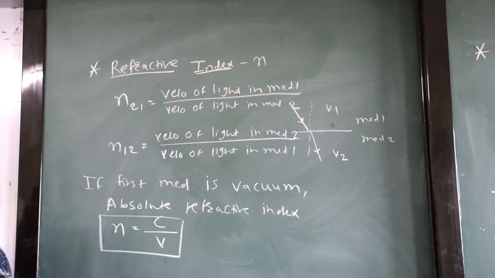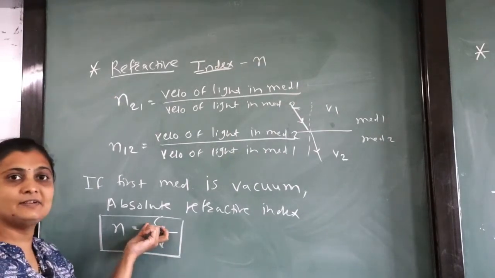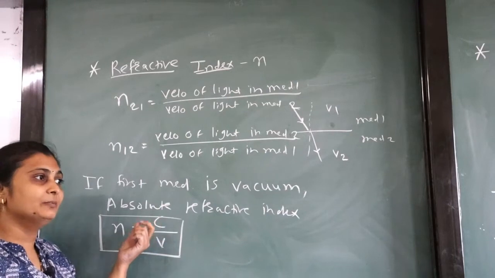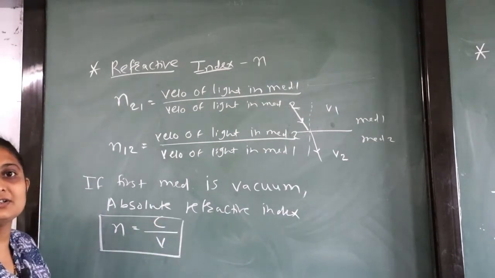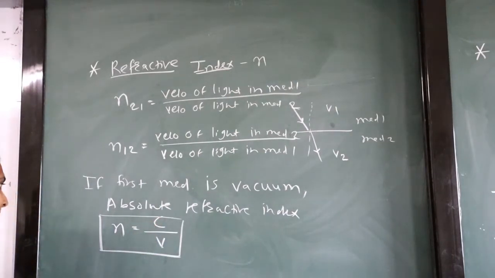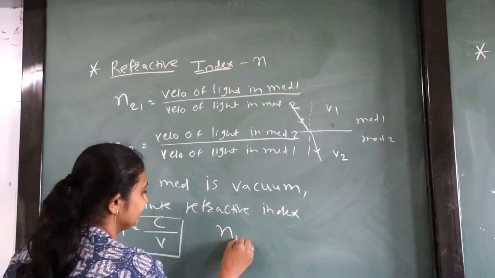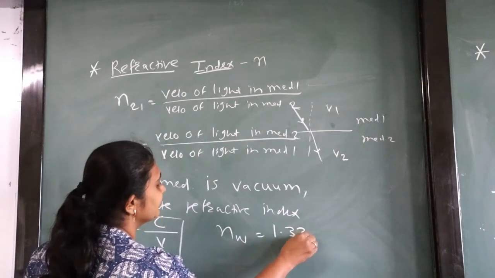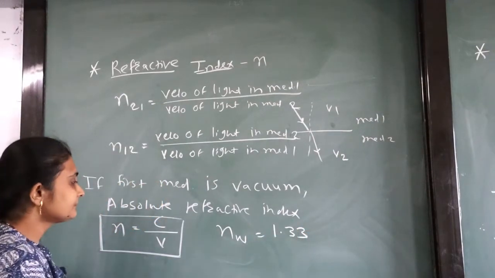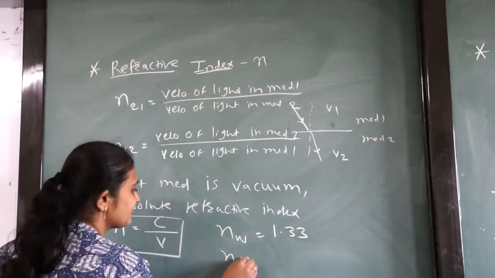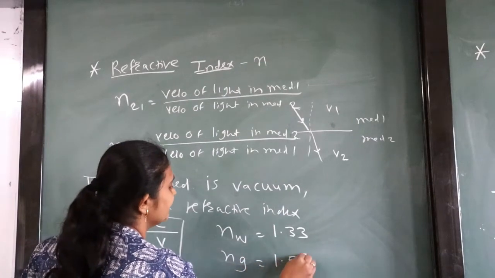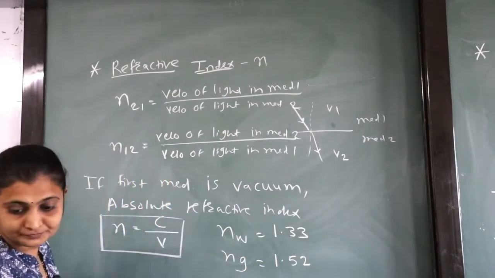This is the formula for absolute refractive index: n is equal to c upon v, where c is the velocity of light in vacuum and the value of c is 3 into 10 raised to 8 meter per second. Now, the refractive index of water is 1.33 and the refractive index of glass is 1.52.